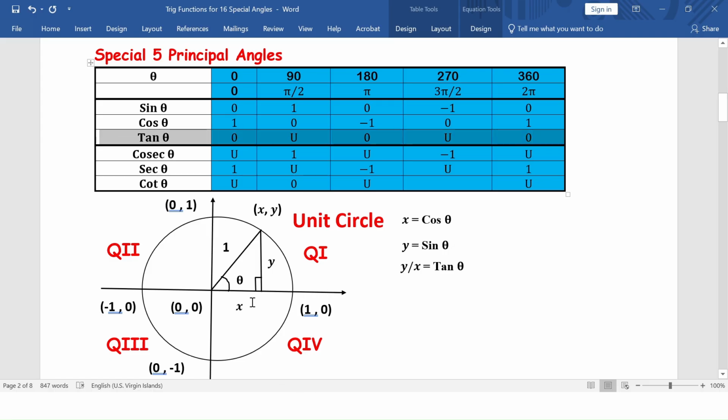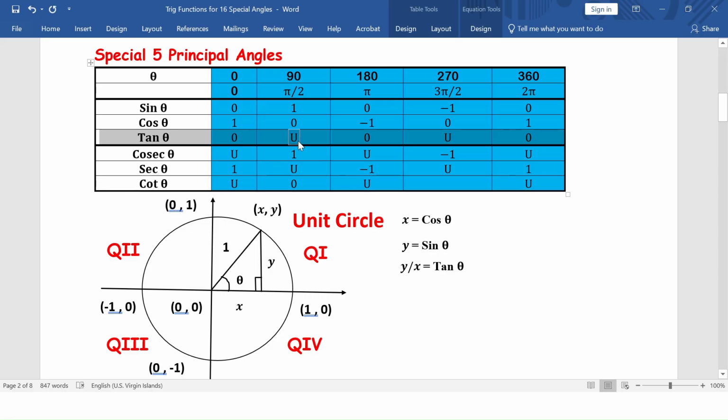Okay. So if you want to find the tangent now, tangent is simply y divided by x, or sine divided by cosine. So you just divide the top row by the second. At 0, sine is 0 divided by cosine, which is 1. So 0 divided by 1, the answer is 0. But when you go to 90 degrees to find the tangent, because we're dividing y by x, it will be 1 divided by 0. Then 0 is in the denominator, undefined.